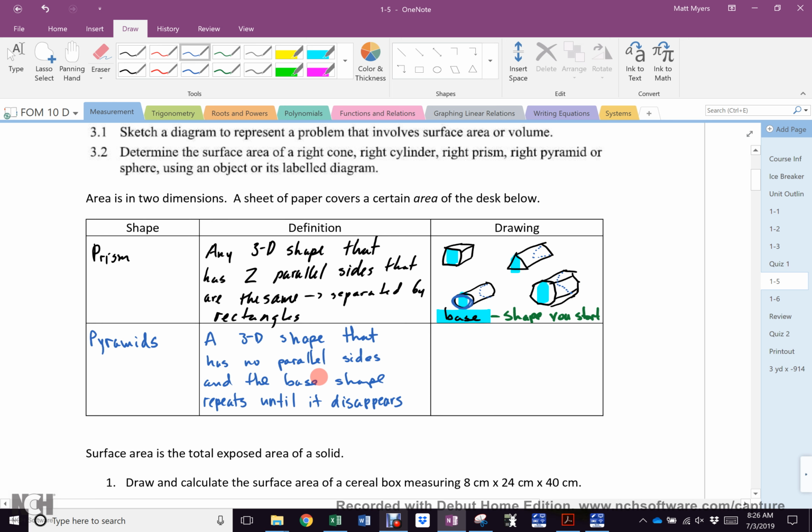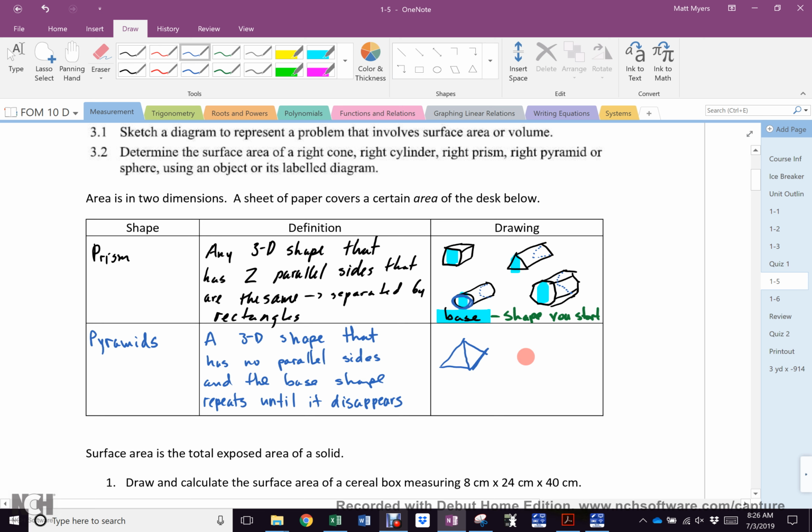But in a pyramid, the shape disappears. It gets smaller and smaller and smaller until it goes away. Everybody understand? So if I start with a square, just draw that part of the square. If it was a prism, this bottom of the square would still be at the top, wouldn't it? Like a building. But in a pyramid, it disappears. So each level of this is just a smaller and smaller and smaller square. Everybody understand?